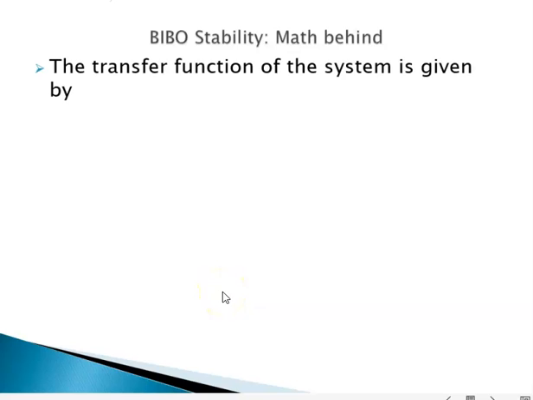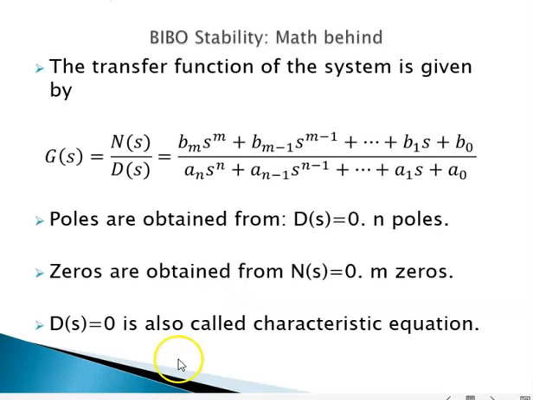This we will further quantify. Let us say this is the transfer function of the system, and N(s) equal to 0 will give you the zeros of the transfer function. D(s) equal to 0 will give us the poles of the transfer function, and this D(s) equal to 0 for a closed loop system is called the characteristic equation of the closed loop system.